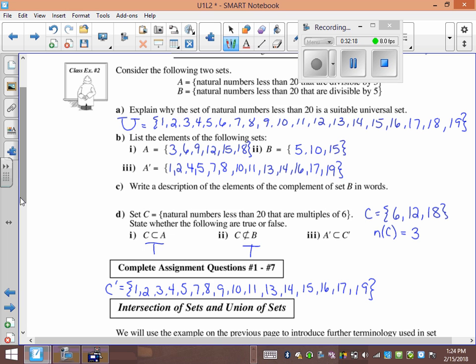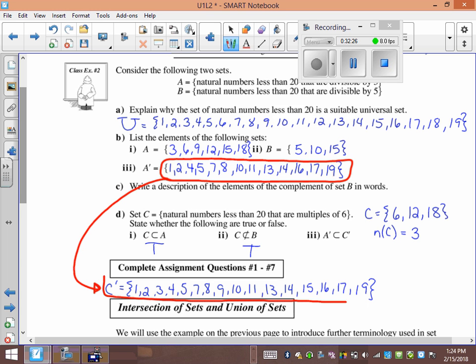So we have to check. Is everything in not A in not C? Well, it looks good so far because not C has more. That's a positive. But we actually have to check. So not A has 1 because everything in not A has to be in this one. A complement has 1, C complement has 1. 2 and 2. 4 and 4. 5 and 5. 7 and 7. 8, 8, 10, 10, 11, 11, 13, 13, 14, 14, 16, 16, 17, 17, 19, 19. Boom. They're all true.